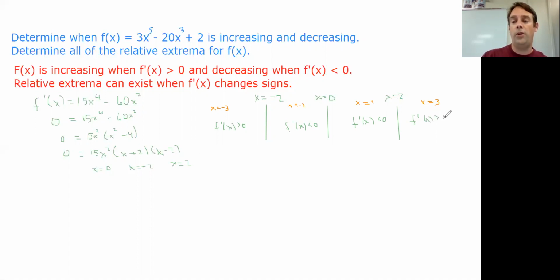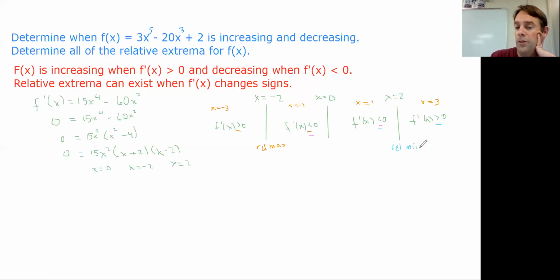So even though I had 3 critical numbers, I only had 2 relative extrema. I had a relative max because I went from positive to negative. Right here, I went from negative to negative, so I got nothing. Nothing happened there. And from here, I went from negative to positive, so that means I did have a relative min there.